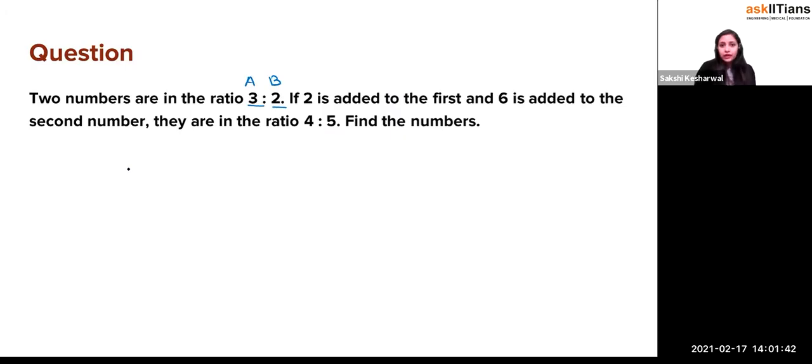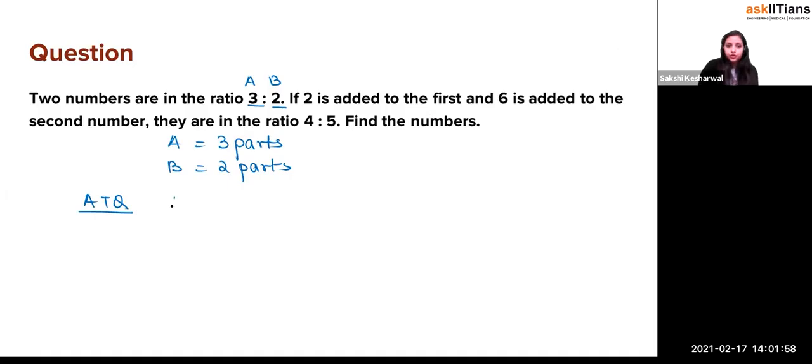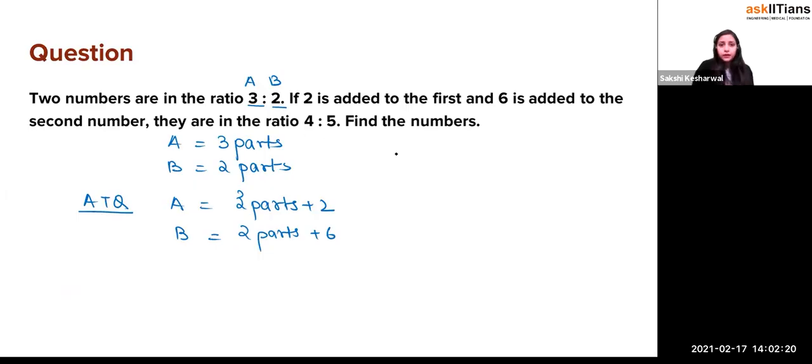Now number A was how many parts? Number A was 3 parts, right? And B was 2 parts, right? Now, what does the condition say? According to the question, ATQ, if 2 is added to the first, A will become 3 parts plus 2, right? And B will become 2 parts plus 6, right? Now it says that the ratio becomes 4/5, right?